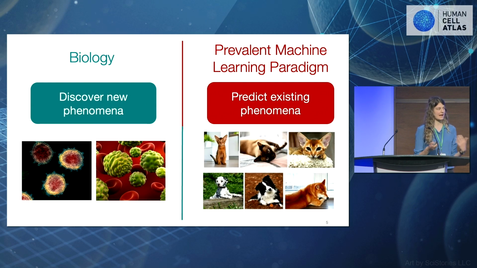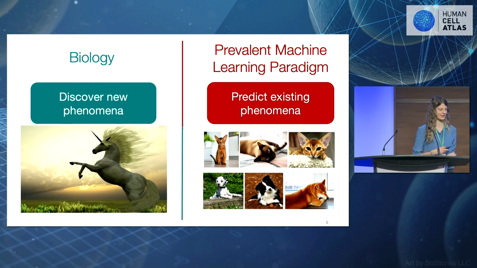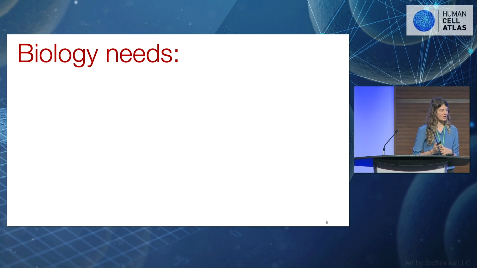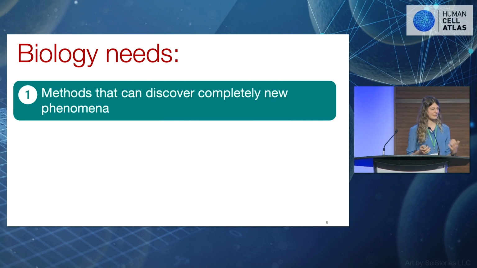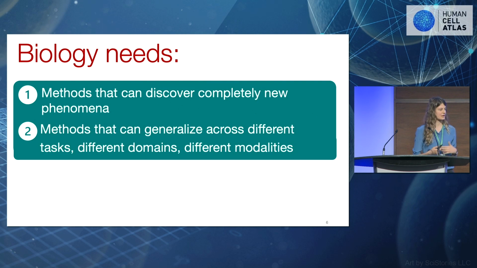For example, we assign images to cats and dogs after we see examples of how these animals look. But natural science is not really about recognizing cats and dogs; metaphorically, we want to be able to discover unicorns, meaning new and unknown phenomena we have never observed before. So what biology needs are machine learning methods that can help us discover these completely new phenomena, as well as machine learning methods that can generalize across different tasks, different domains, different modalities, and so on.